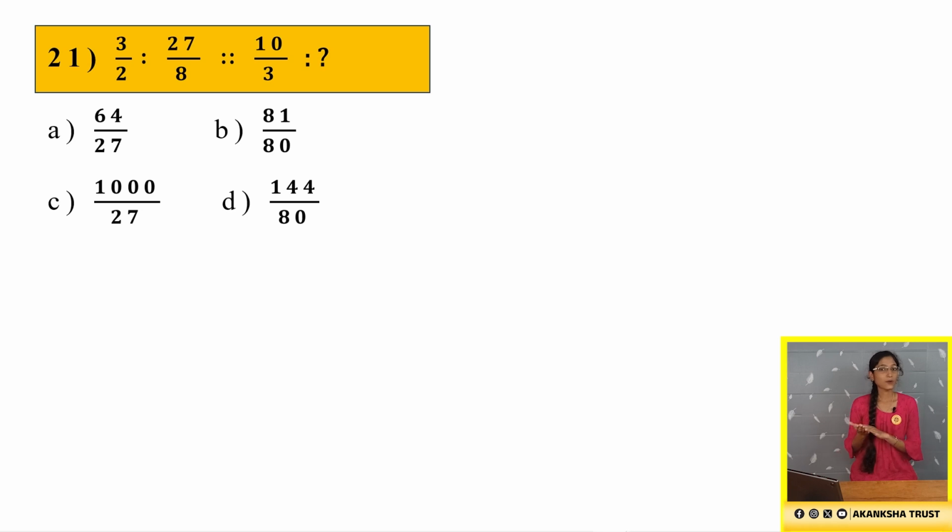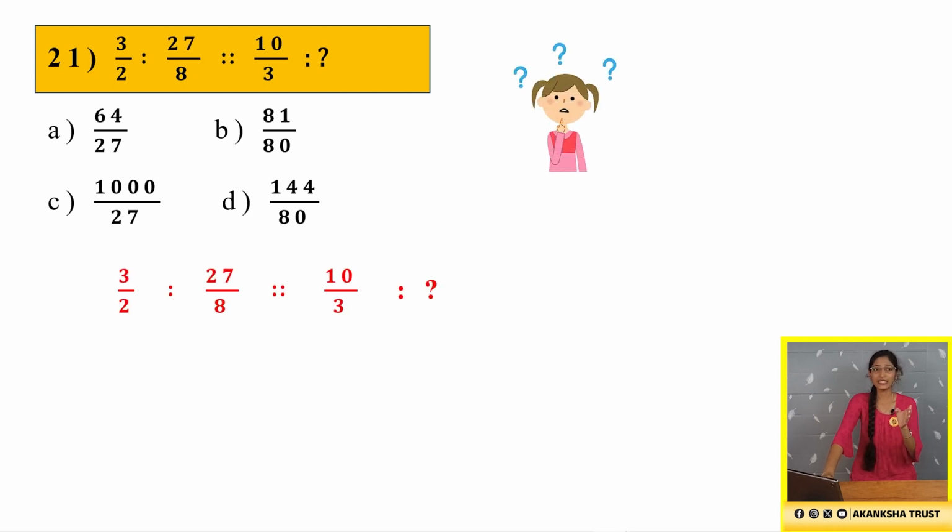Okay, let's begin the topic analogy numbers. Moving to the next questions. Question number 21. 3 by 2, 27 by 8, 10 by 3, and we have to find the fourth number. See, very easy. 27 and 8. Can you relate 3 by 2 and 27 by 8? Yes. 3 cube is 27 and 2 cube, which is in the denominator, is 8.